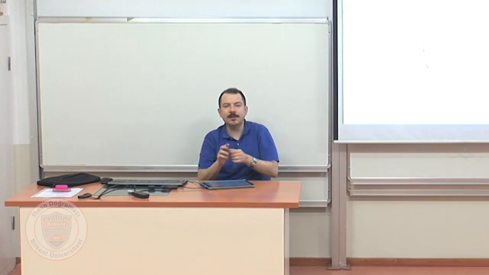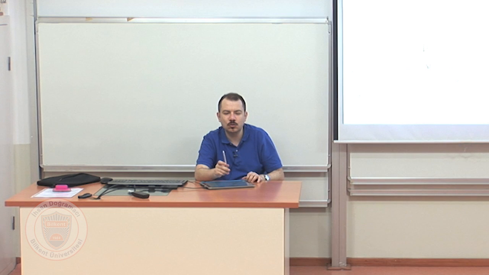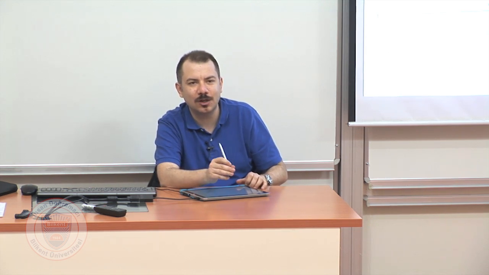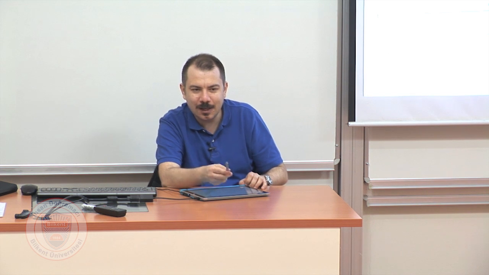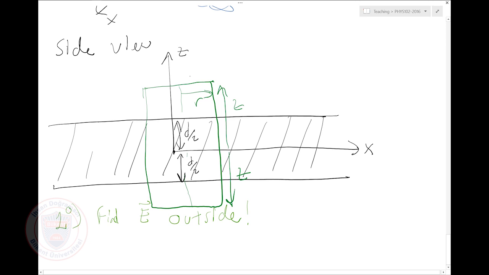Now, by symmetry, which way is the electric field in this problem? If this is my slab, the electric field cannot choose a direction within the plane. It cannot point north, south, east, west. It has to always point away from the plane, right? So the electric field will be away from the plane on the sides as well.